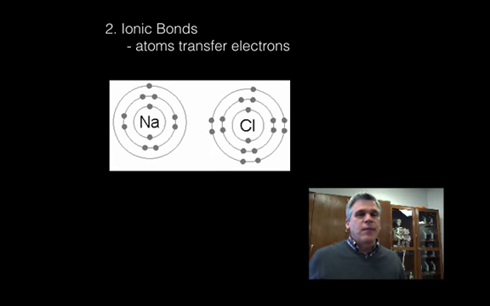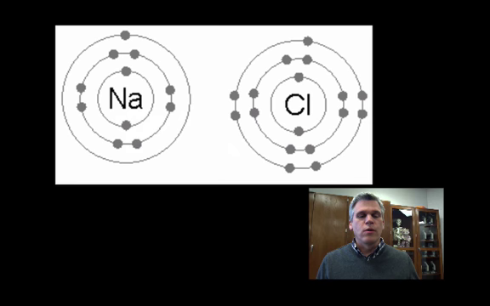The second type of bond is an ionic bond. Here, atoms will transfer their electrons over. So for instance, sodium has 1 electron in its outer shell. It could either try to gain 7 more or simply lose the 1 that it has, which is what it does. Chlorine, having 7 electrons in its outer shell, is looking to gain 1 more electron.